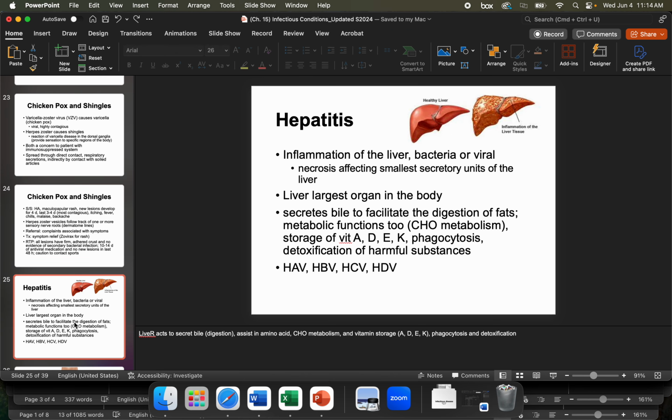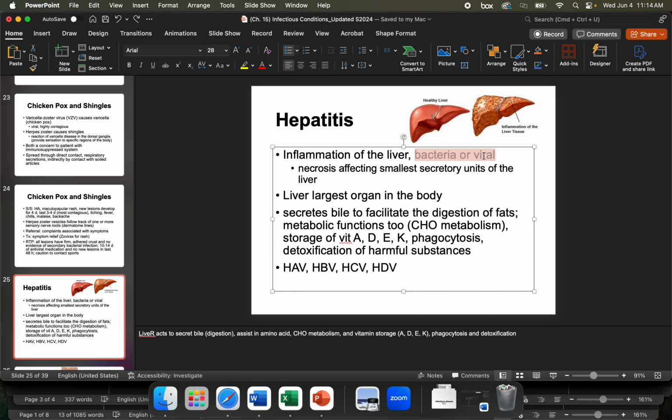Okay, so we move into hepatitis. Remember, hepato is liver and itis is inflammation. So these are just diseases that infect the liver. It could be bacterial or viral.